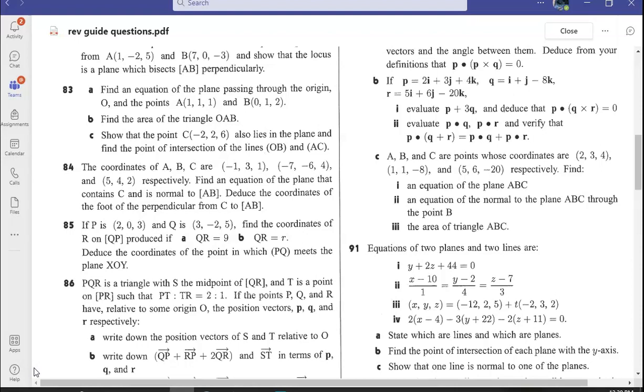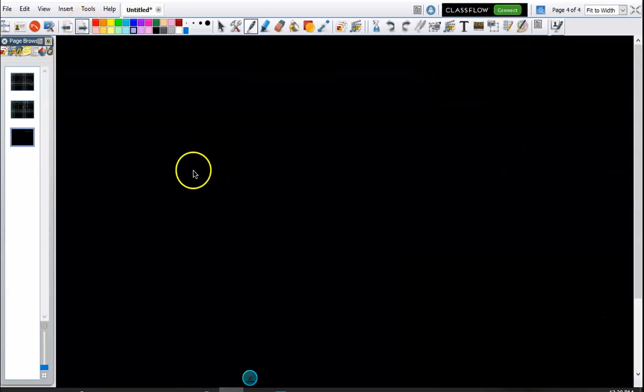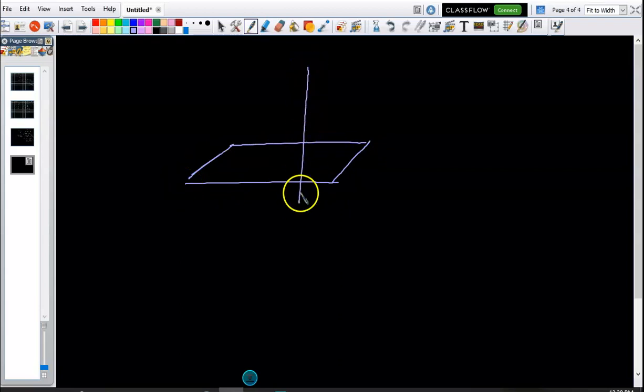Okay, an equation of the normal to the plane through the point B. Could you find that? Find the equation of the normal to the plane. So what is that? It's the direction vector. Well, what do we need to find the equation of a line? You need the direction vector for a line, but it will equal the normal vector of the plane. Normal of the plane, direction vector of the line.